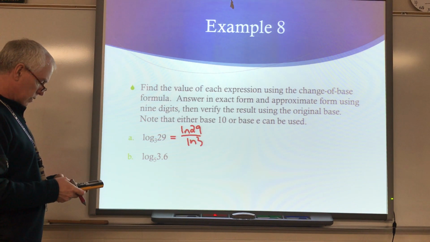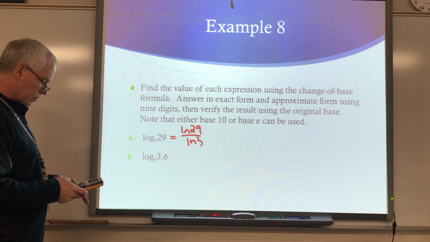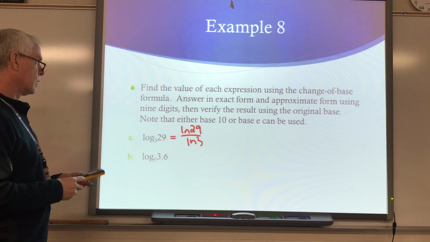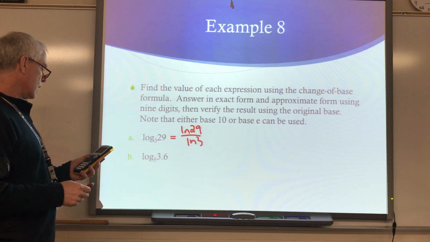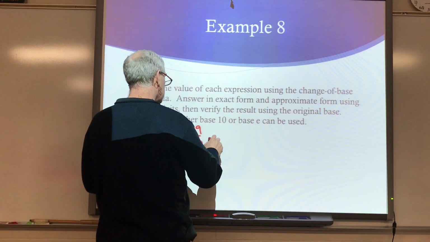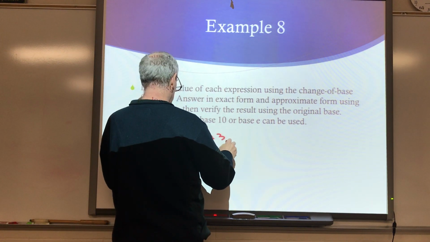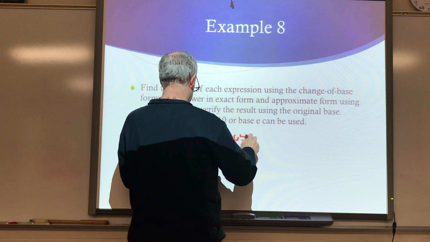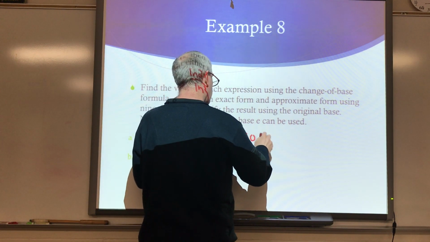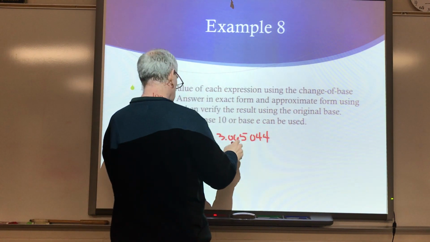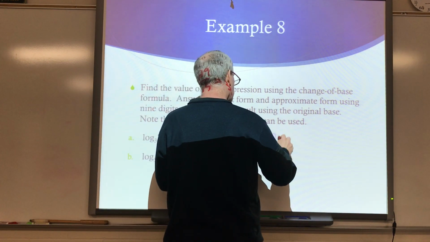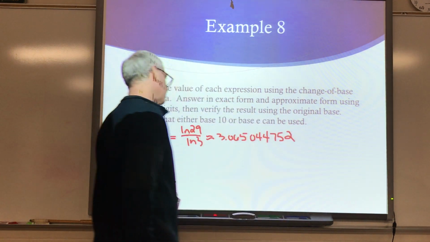And so obviously you could do that on the calculator. Ln of 29 divided by ln of 3, 9 digits, okay? You can bring that out to 9 digits if you want, but 3.065 044 75. Well, we'll go all the way up, 752.